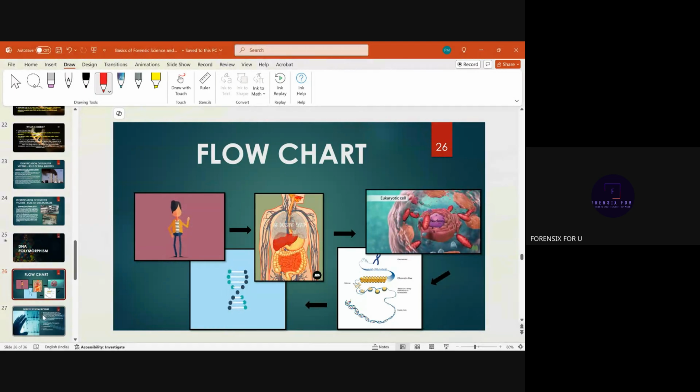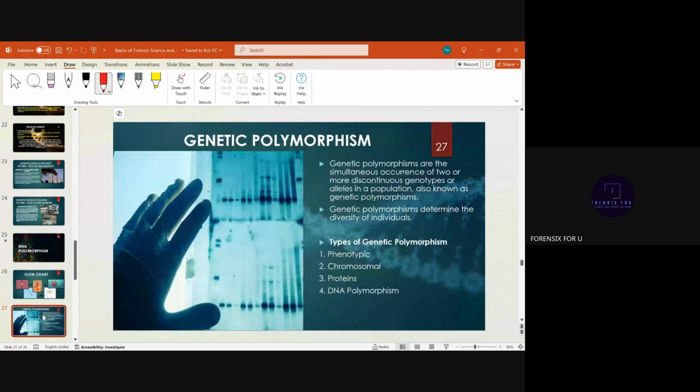Okay. What is DNA polymorphism? Genetic polymorphism is the simultaneous occurrence of two or more discontinuous genotypes or alleles in a population, also known as genetic polymorphism. So basically, when two or more forms of a particular species or a particular biological appearance can be present.